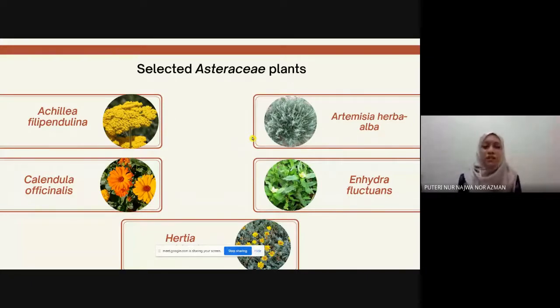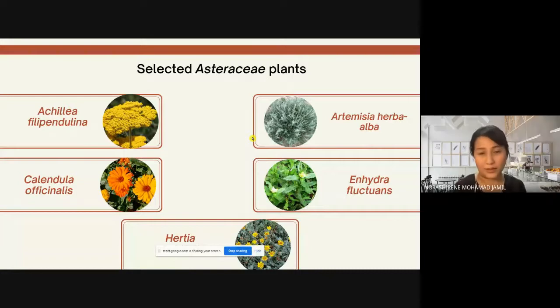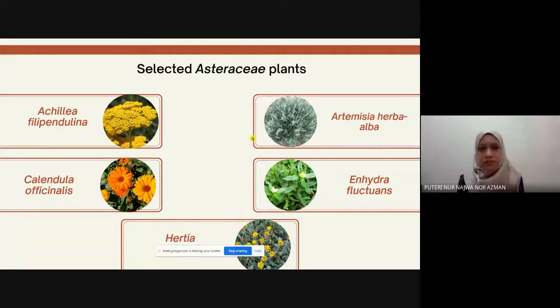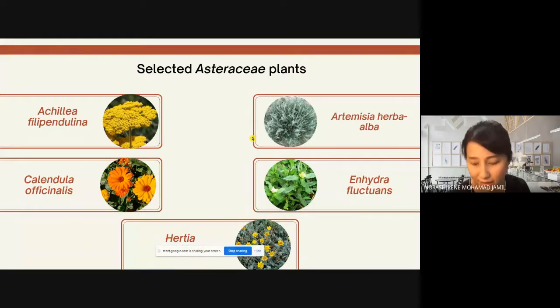That is why I am interested in studying them. Okay, in your data, did you find anything regarding the antimicrobial activity on any of these plants? I have narrowed my scope of study just for the 2 properties, antioxidant and anti-acetylcholinesterase. Okay, so which one of these is having the highest antioxidant properties based on your study? Based on my study, I think it's going to be Achillea filipendulina.